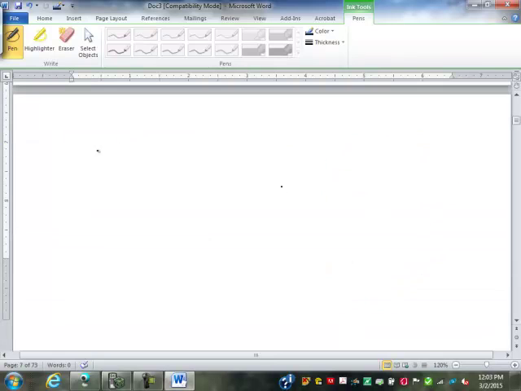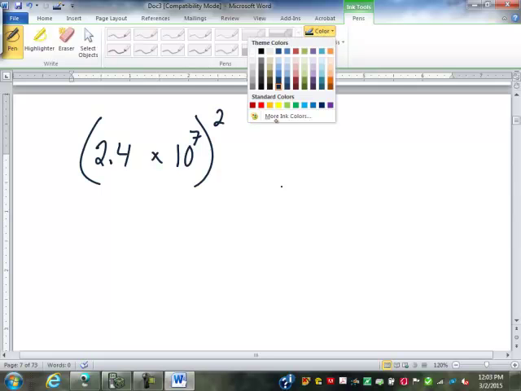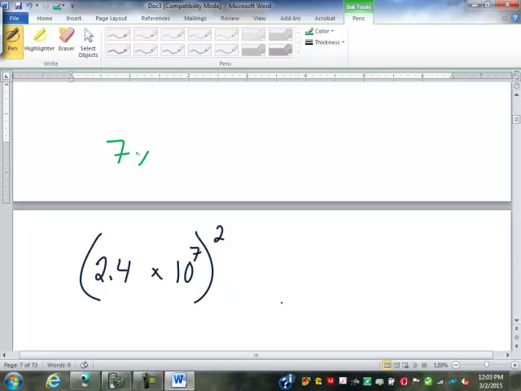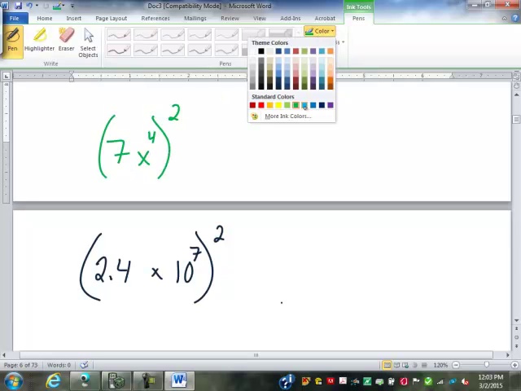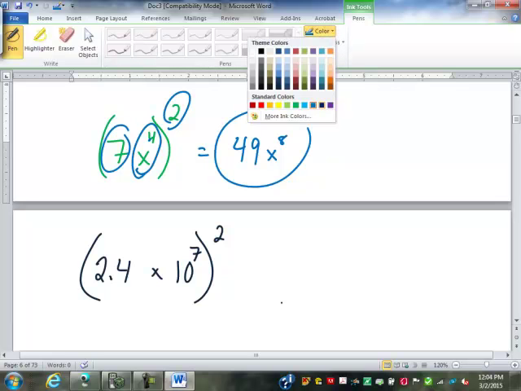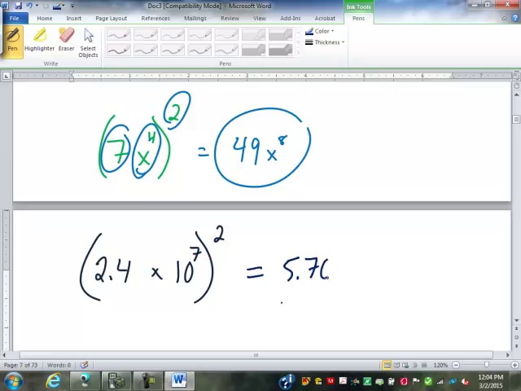We can look at powers. 2.4 times 10 to the 7th, if we have to square that. Just like dealing with algebraic numbers, if we had 7x to the 4th and we're going to square it, you would square the number. 7 squared is 49, and then you would do the rules of powers for the variable. When we have the power of another exponent, we multiply the powers. So x to the 4th to the power of 2 becomes x to 4 times 2 is 8. So x to the 8th. Same happens down here. We're going to do the 2.4 squared, which is 5.76. And then the power of 10, well, 10 to the 7th, the second power, 7 times 2 is 14. So 10 to the 14th.